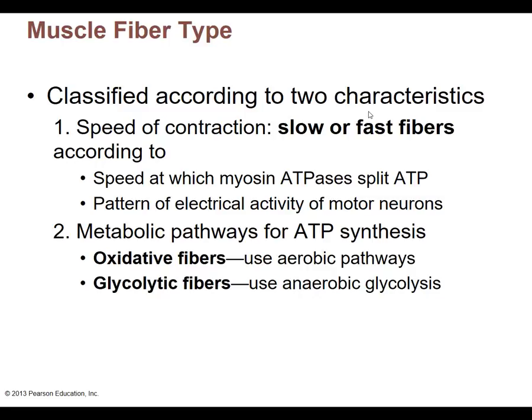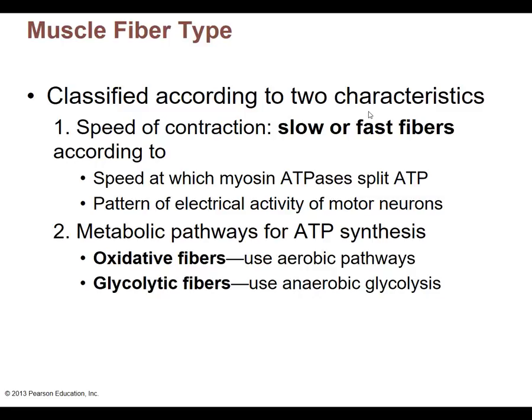They're not really two groups, three different groups, but they're based on how fast they can contract and where they get their ATP from. So there's going to be three basic different types of muscle fibers. Now, speed of contraction, slow or fast. That's as extensive as we get. Do they contract slow or do they contract fast?